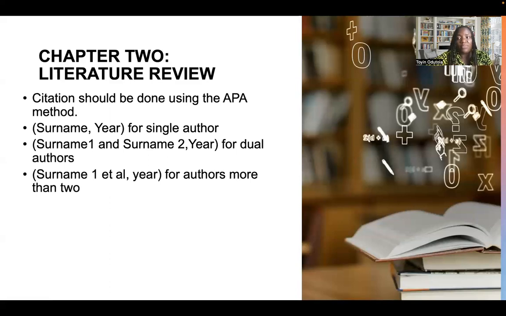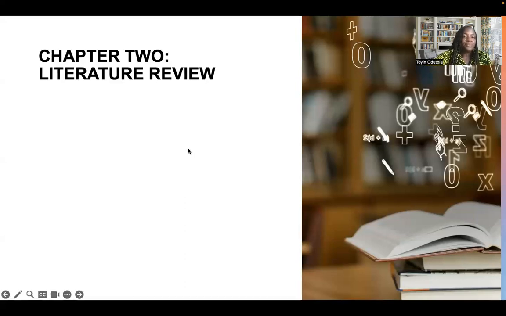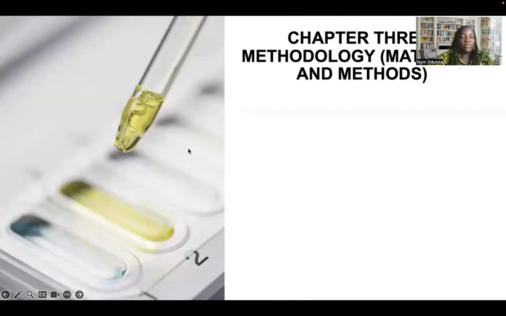So if I authored with Ude, what you'll be having there is Odutola and Ude 2023. Then for multiple authors, I mean, for authors more than two, you'll be having the surname of the first author and you put et al. and the year. So for instance, if I have a paper that has more than three authors, what I'll be writing is Odutola et al. 2023. Also, I think we have gone through this, and then we move to the methodology.